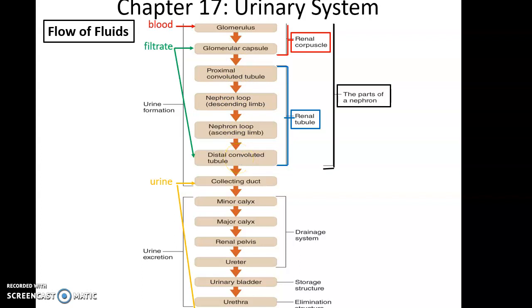All during that time, the filtrate's composition is adjusted, as well as the composition of the blood. And then the fluid enters the collecting duct, where it is now officially urine. Collecting duct going to the minor calyx, then the major calyx, then the renal pelvis. Then it exits the kidney, enters the ureter, goes to the urinary bladder, where it is stored until eventually released via the urethra.